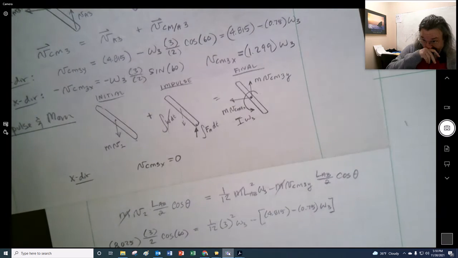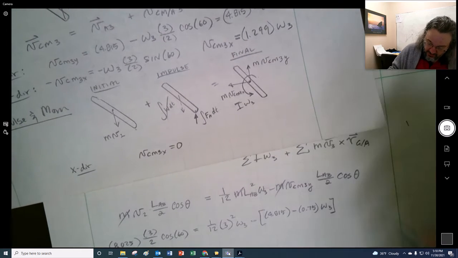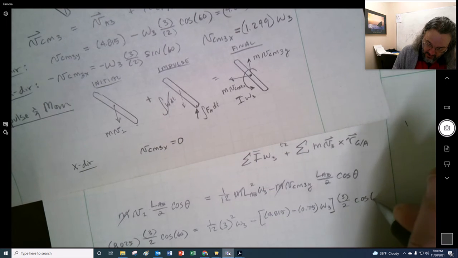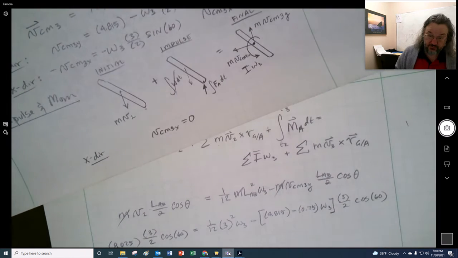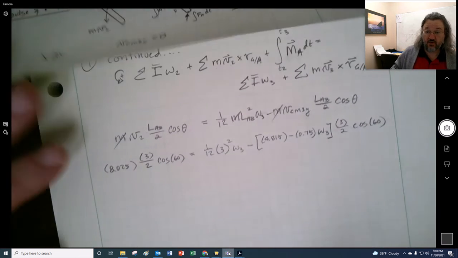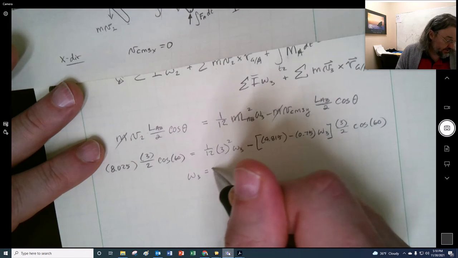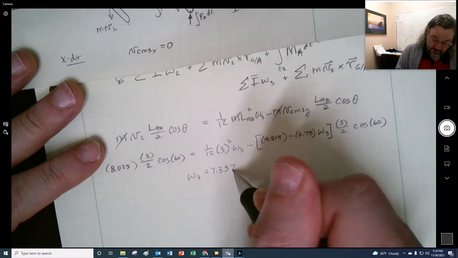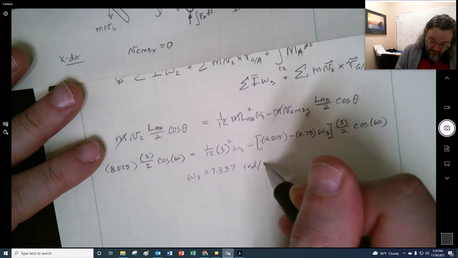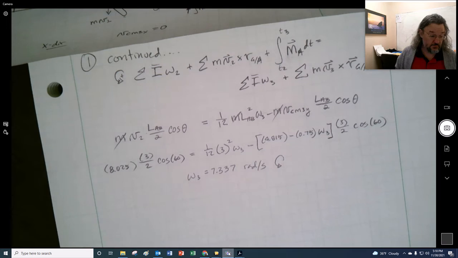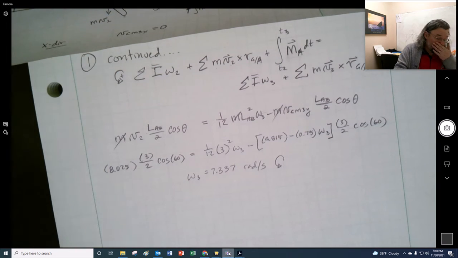And then lastly, we have 3 divided by 2 divided by the cosine of 60 degrees. So we can solve for omega 3. And what I got was 7.337 radians per second. And I did get that it was going to go that way. So that's part of what we wanted to get.